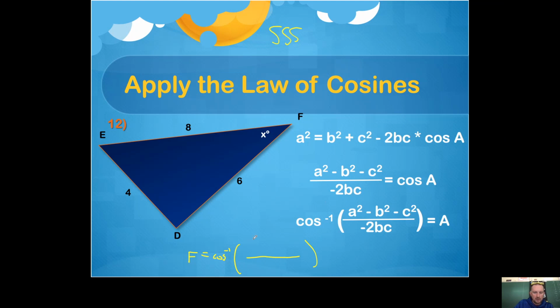The lowercase f is 4. That number must come first. If it doesn't, you're actually finding a different angle than angle F. Now, the other numbers that you put in would be the 6 and the 8, and it doesn't matter what order you put those in. So we'll put 8 squared and 6 squared there. And we're going to subtract 2 times that same 8 and 6.